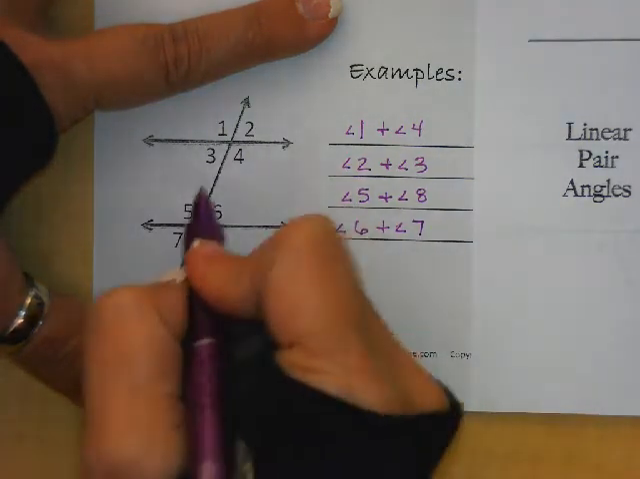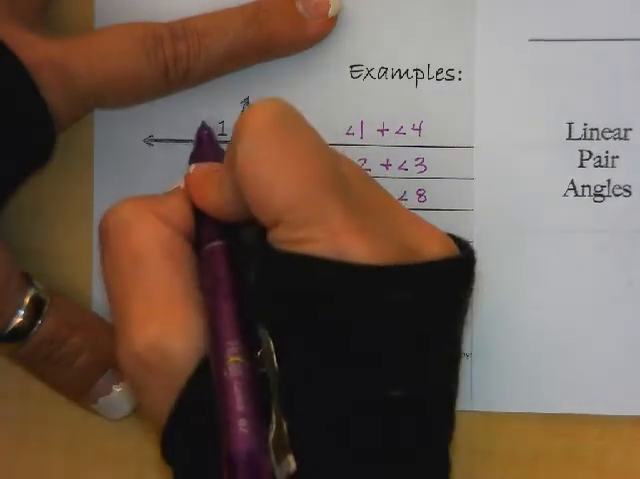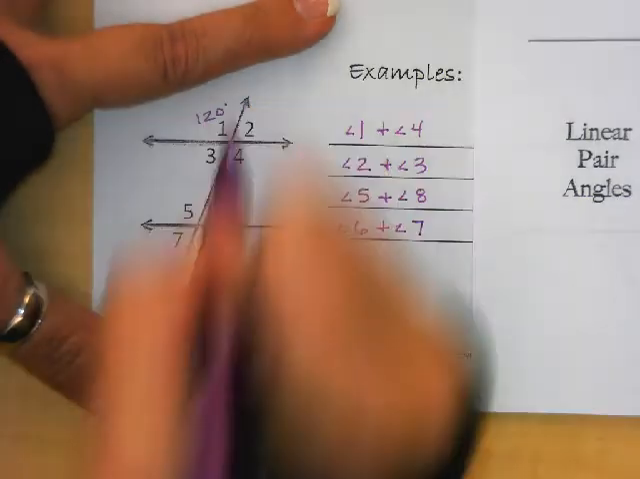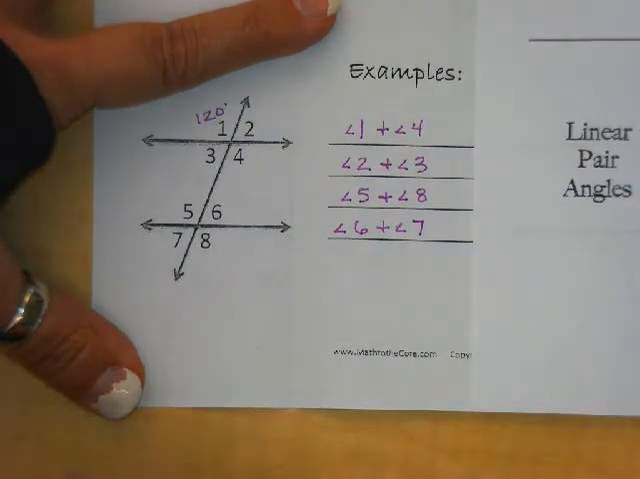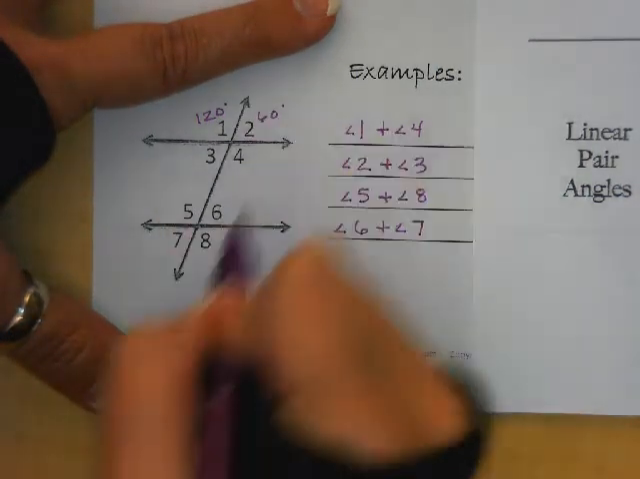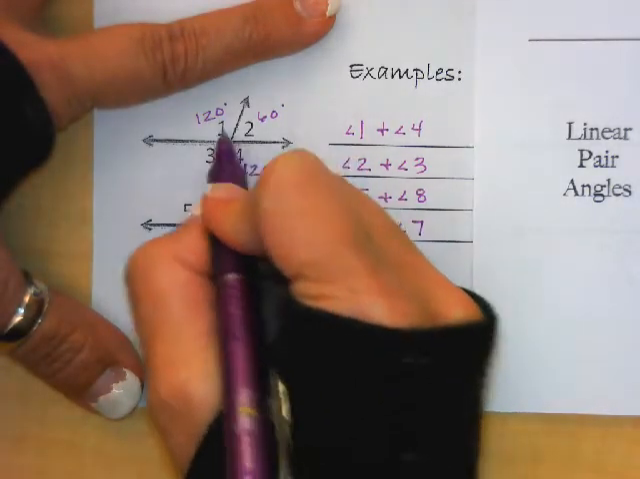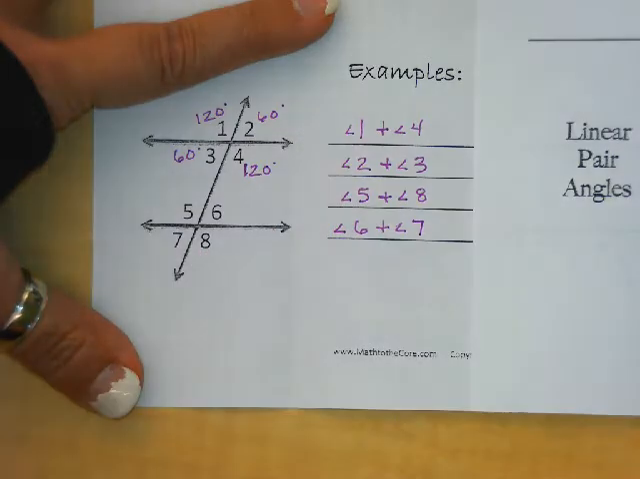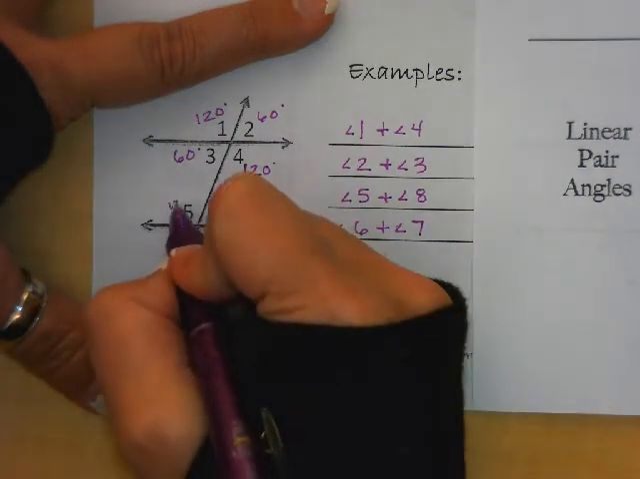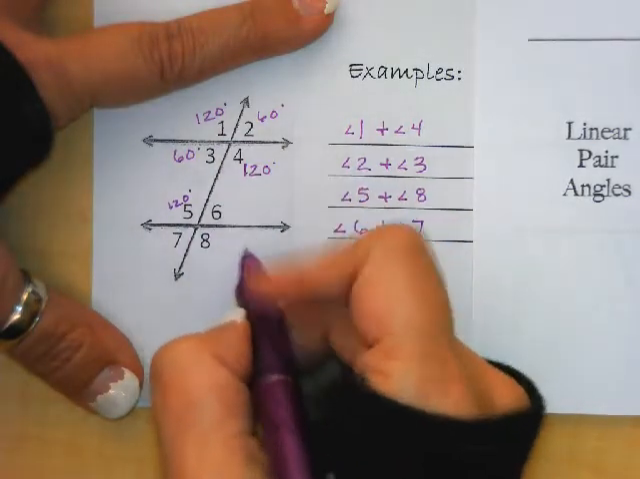So if I told you that angle 1 was 120 degrees, what would angle 2 be? It would be 60, which would make angle 4 120 because those are vertical. Angle 3 is 60. What would angle 5 be? Why? These are corresponding, and corresponding are equal.